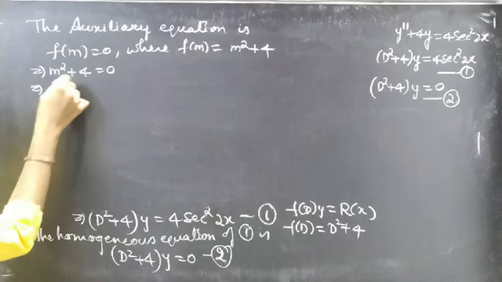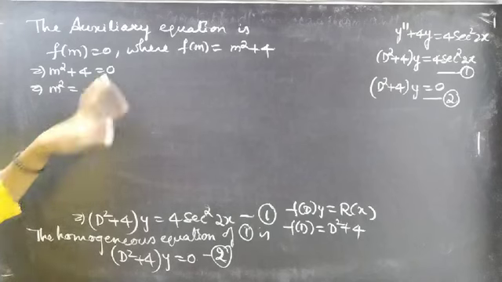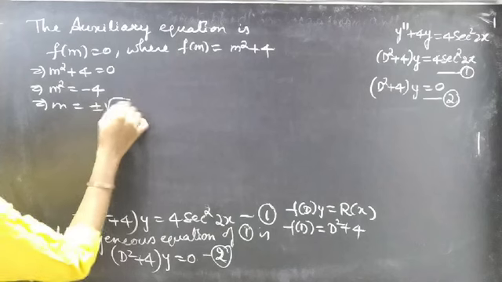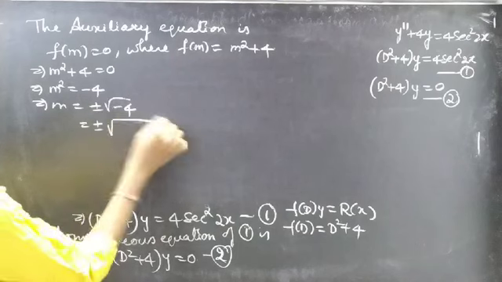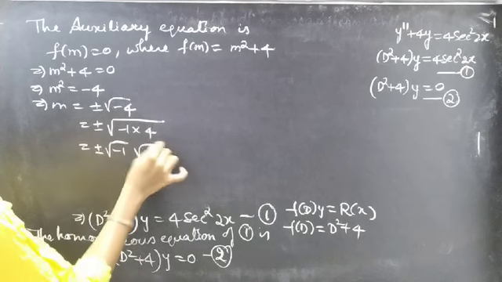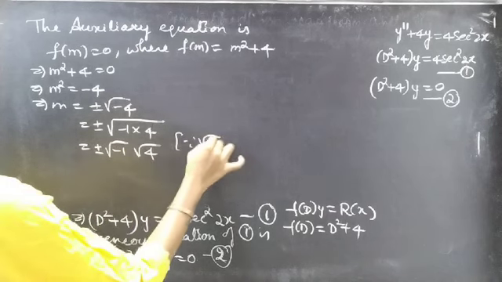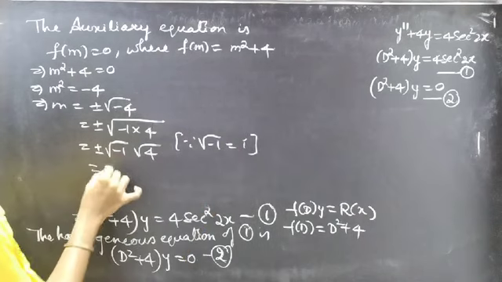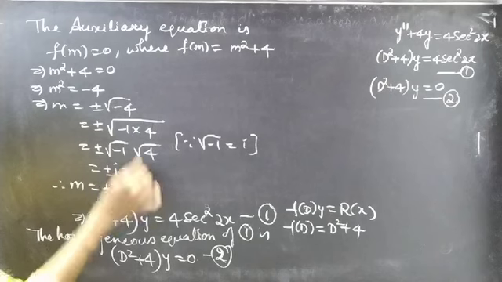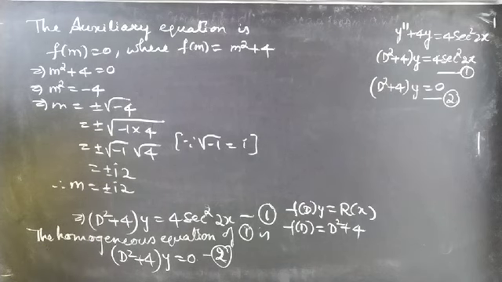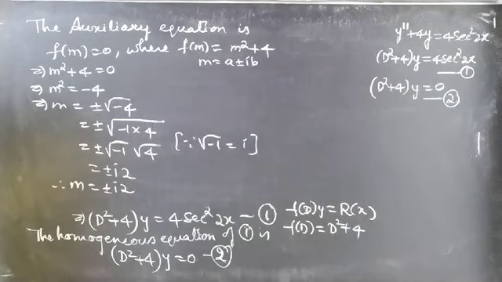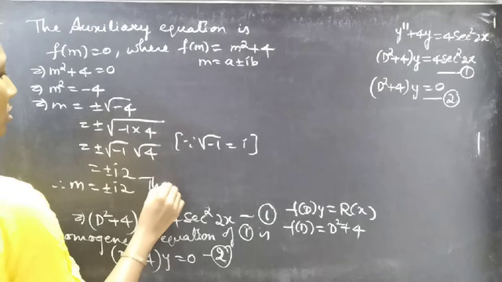Now we need to find the roots of this equation, so we'll take plus 4 to RHS, we'll get m square equals to minus 4, then m equal to plus or minus square root of minus 4. Now we'll write minus 4 as minus 1 into 4. Now split the square root as square root of minus 1 into square root of 4. Since square root of minus 1 equal to i, so we'll get plus or minus i into 2. Therefore, m equal to plus or minus i2. We know that when m equal to a plus or minus ib, here the roots are complex conjugate, okay?